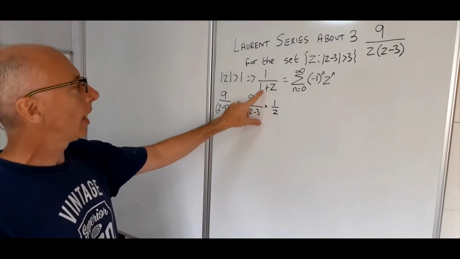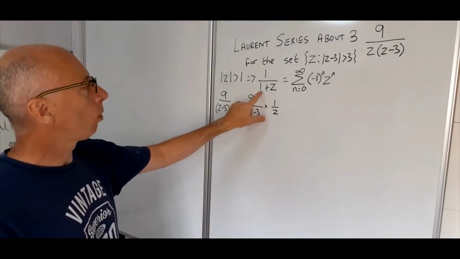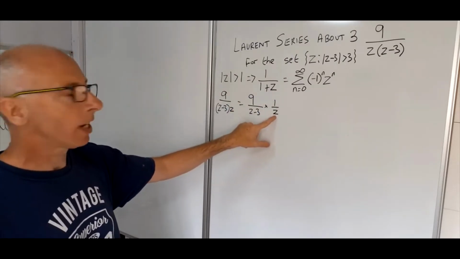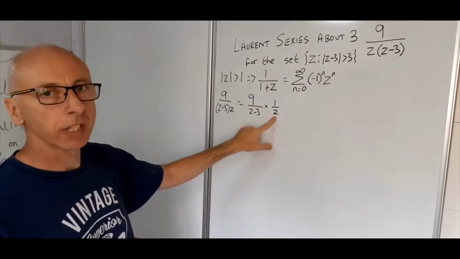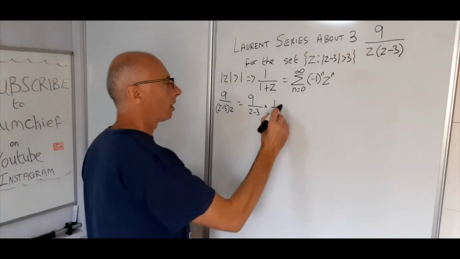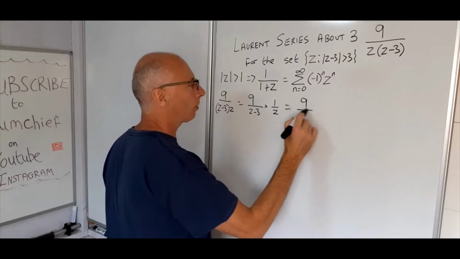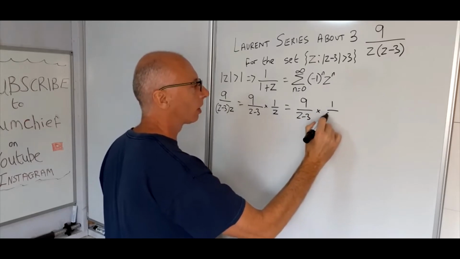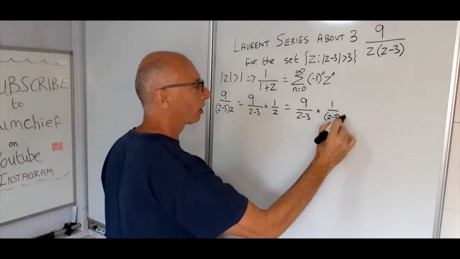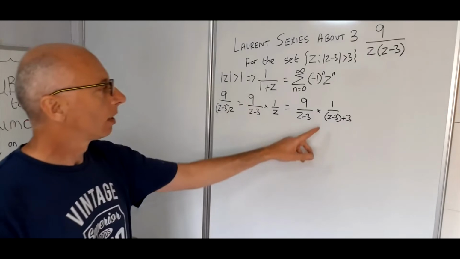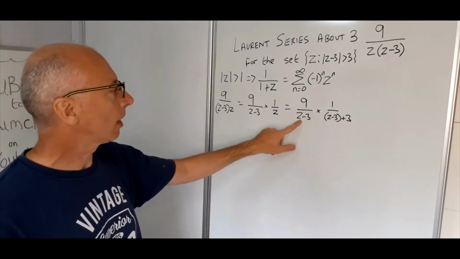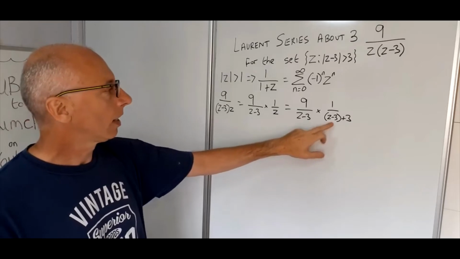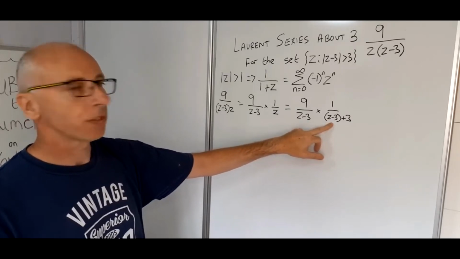But we want a z plus 1, or a 1 plus z. So we need it in this format. So we can rewrite this. We could add 3 and subtract 3. So let's write that down: 9 over z minus 3 times 1 over z minus 3 plus 3. So now we've not changed the value of these terms at all yet. And we've got the 1 over z minus 3 here.